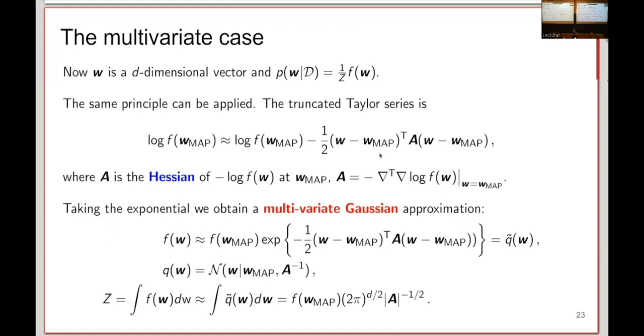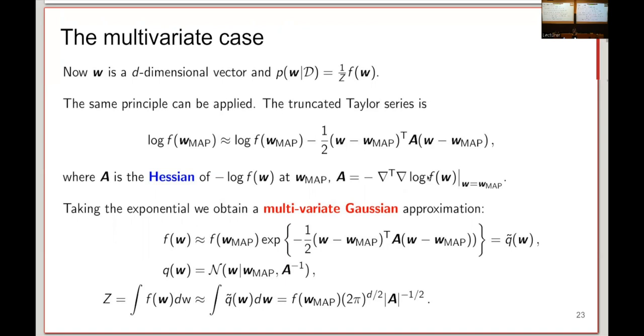So now W is a vector, and it's multiplying. There is some location for our multivariate quadratic function, the optimum W map. And then there is a curvature matrix A. And then there would also be another term that depends on the first derivative, but that's zero because we have done the Taylor approximation at the mode. And then A is now the Hessian of our function F, of the log of F. No, this is the second derivative, it's the matrix of second derivatives.